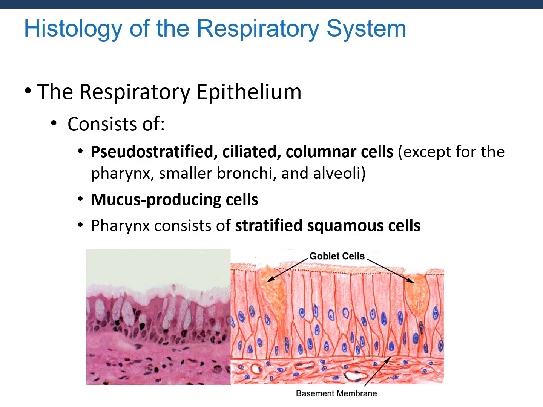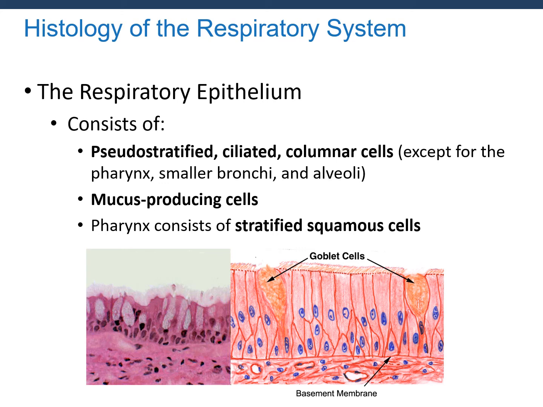Almost all of the respiratory system, except for the lower pharynx, terminal and respiratory bronchioles, and the alveoli, is going to consist of pseudostratified ciliated columnar cells. This is going to make up a majority of the epithelial tissue that lines the respiratory system. The pseudostratified ciliated columnar cells have mucus-producing goblet cells. Your pharynx is going to consist of stratified squamous cells.